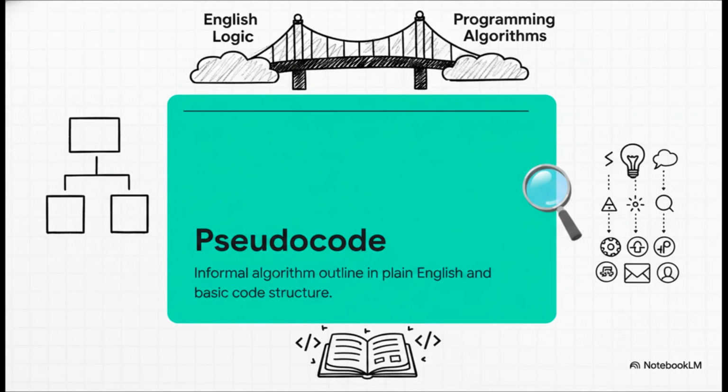It's an informal, high-level outline of an algorithm written in a combination of plain English and basic code structure. And the best part? It is completely independent of any specific programming language. This is incredibly freeing, because it lets us map out our brilliant algorithms without worrying about strict, confusing coding grammar, like whether we missed a semicolon or used the wrong bracket.